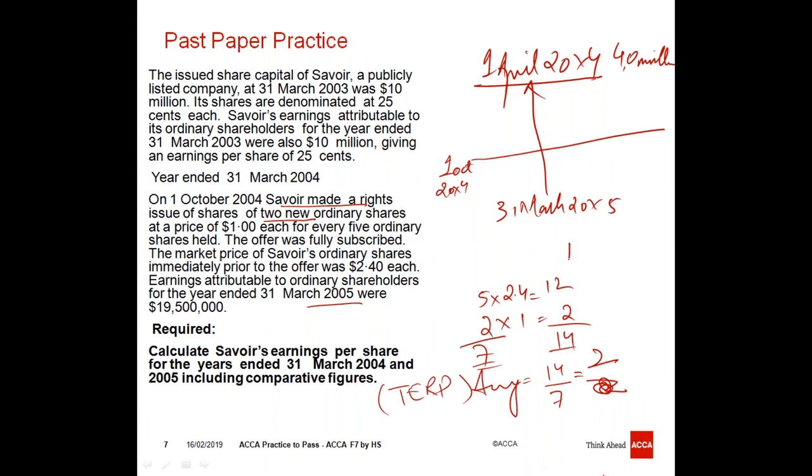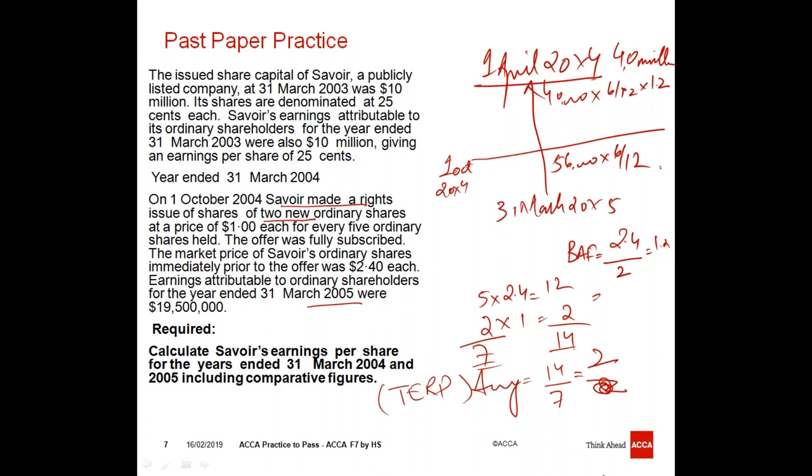And then we have to calculate the bonus adjustment factor. The bonus adjustment factor is the market value, which is 2.4, divided by 2. We got the value of 1.2 for the bonus factor. So for the first 6 months, we have 40 million shares into 6 months into the bonus factor of 1.2. Then for the last 6 months, how many shares will we have? For every 5 shares, the company has issued 2 rights shares. So divide by 5, multiply by 2, it will be 56,000 for the last 6 months.